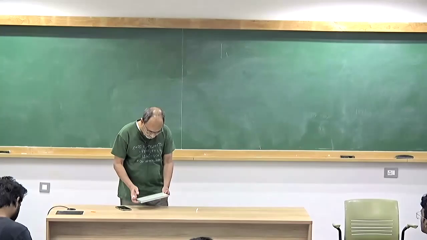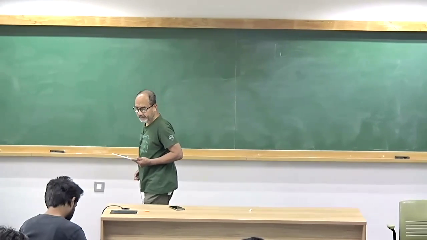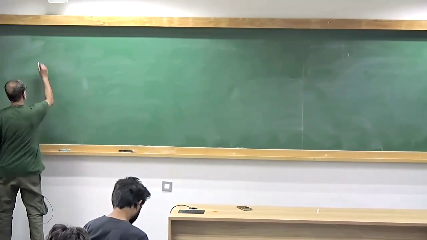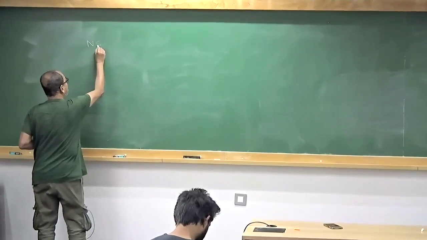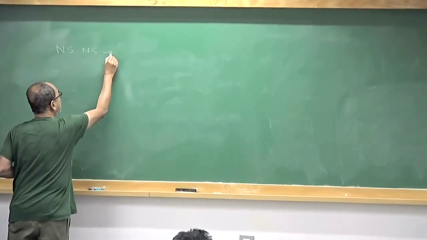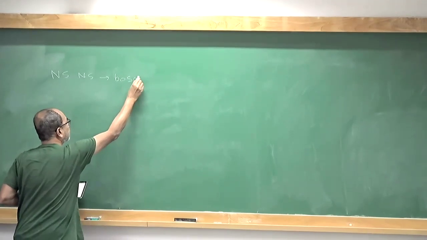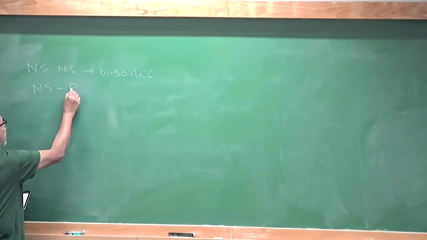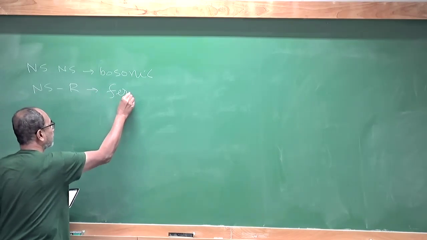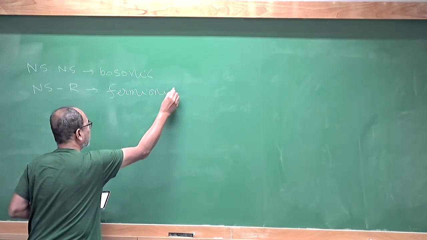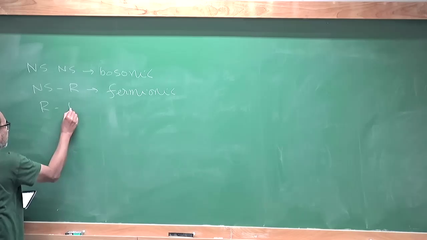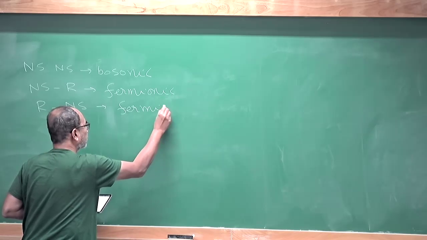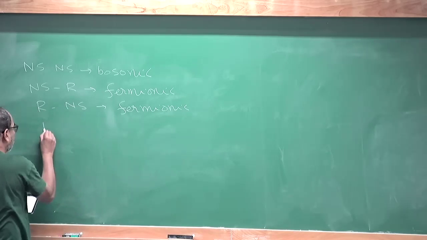Let me remind you that last time we looked at the spectrum of type 2 string theory. The main feature that we learned is that if we take NS-NS, this gives you bosonic. NS-R gives you fermionic. R-NS gives you fermionic. And R-R gives you bosonic.